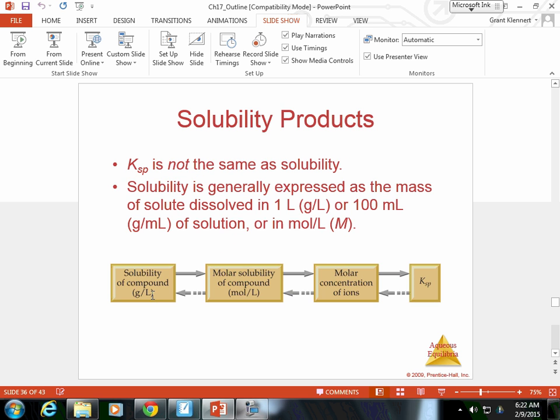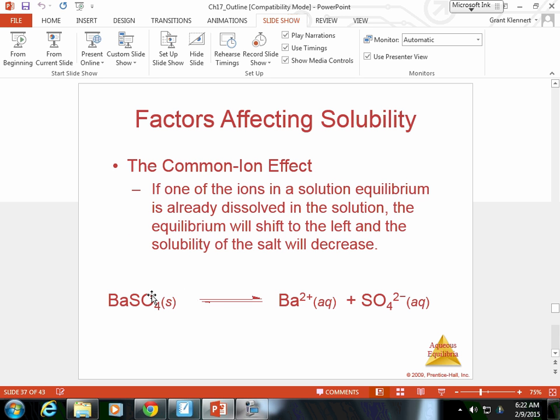Now, one thing not to confuse is Ksp is not the same as solubility. Remember, solubility is generally expressed as a mass of solute dissolved in 1 liter, such as molarity or parts per million. So Ksp and solubility are not the same.